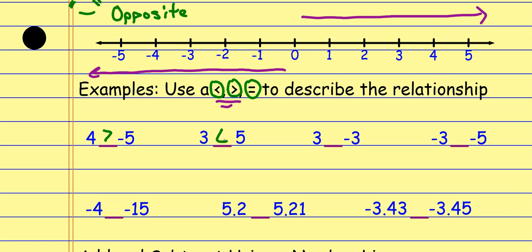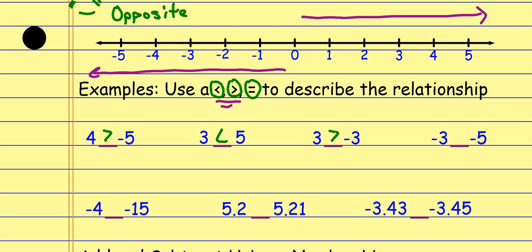Okay, the next one, 3 and negative 3. Again, look at that number line. Positive 3 is more to the right. Negative 3 is more to the left. So the positive 3 is bigger. So I do a greater than symbol. 3 is greater than negative 3. All right. And of course, the positive is always bigger than the negative, okay? Because the farther negative we go, the smaller we get.